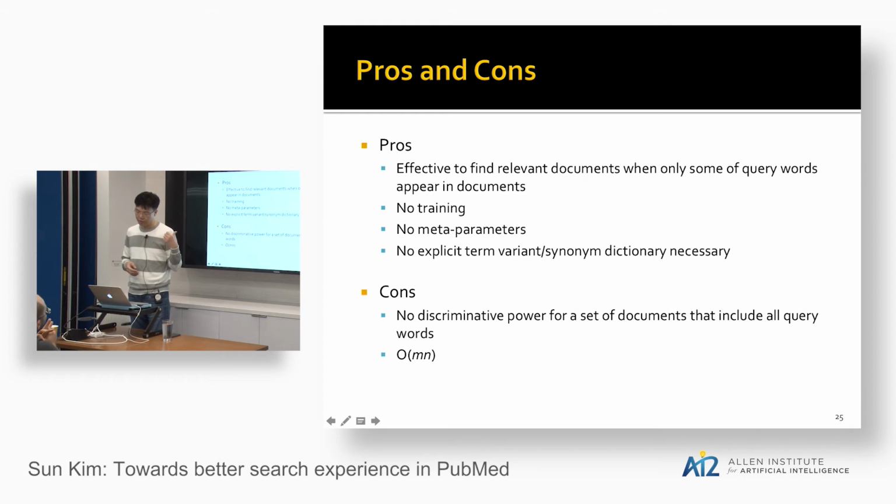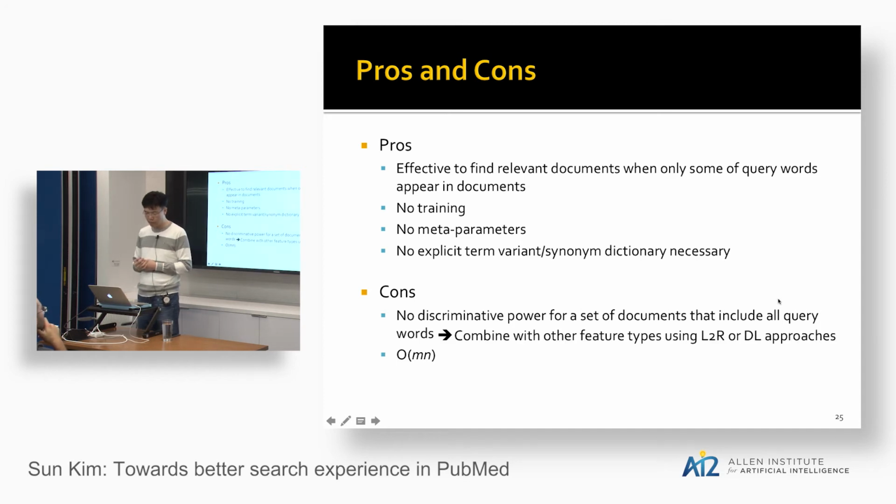Also, m times n for time complexity may not be fast enough, because it always depends on the length of queries or the length of documents. It may still be a problem. So we first want to address this issue. To overcome this issue, we want to combine the word mover's distance feature with other features using learn to rank or deep learning approaches.